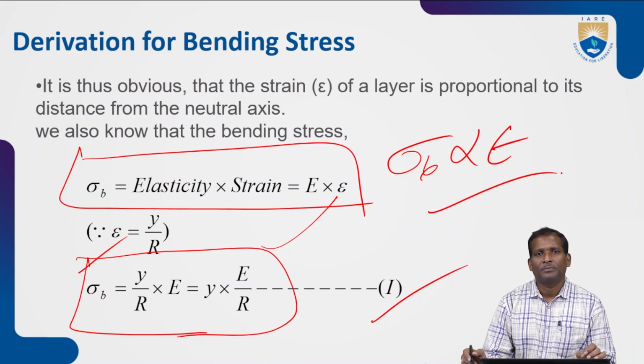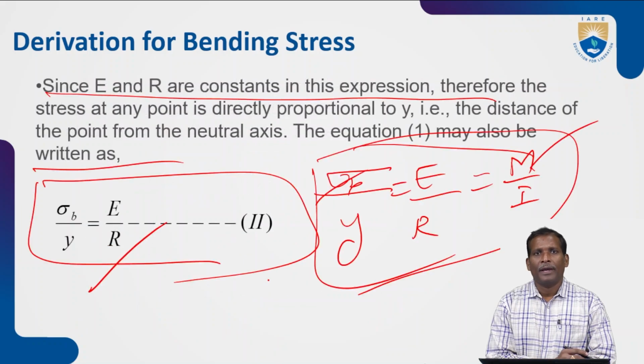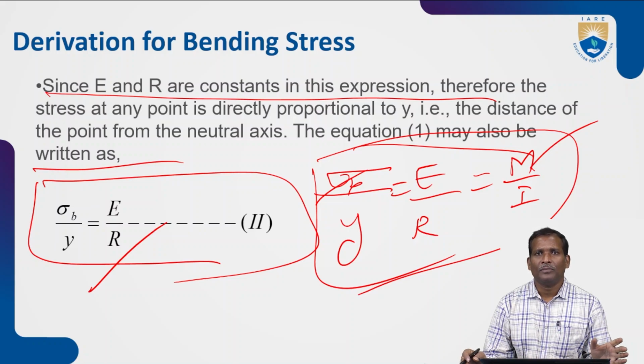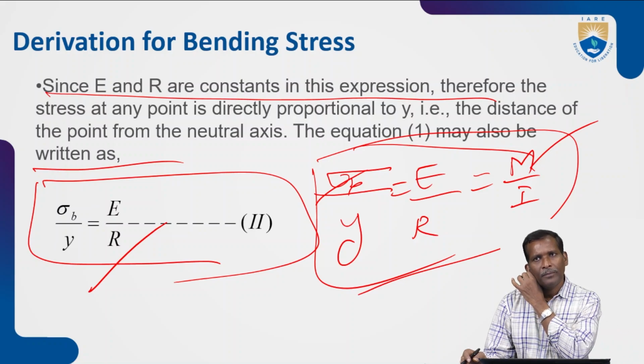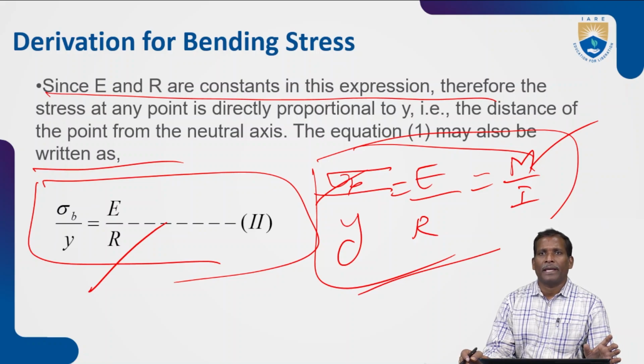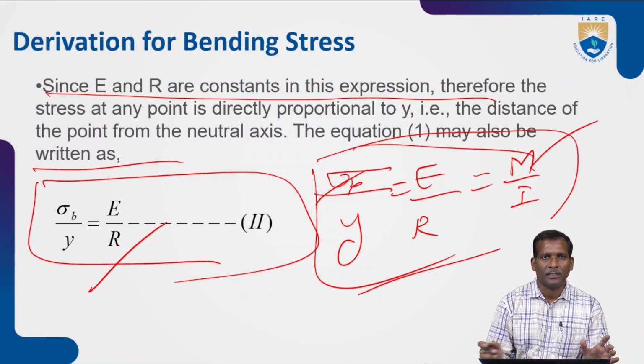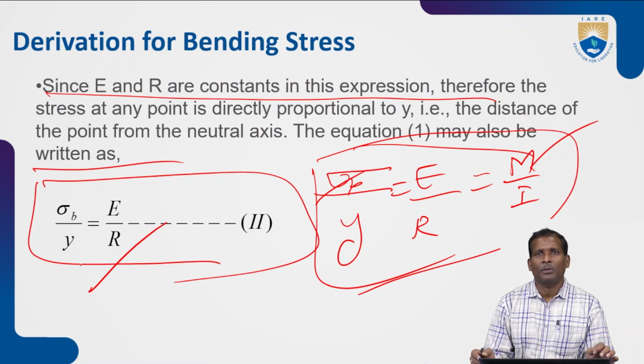Now taking elasticity, we can write the equation like this: sigma b is equal to y by R into E. So you can write y into E by R, and then E and R are constants in this expression. Therefore, the stress at any point is directly proportional to y, that is the distance of the point from the neutral axis. So the equation may also be written as sigma b by y is equal to E by R.